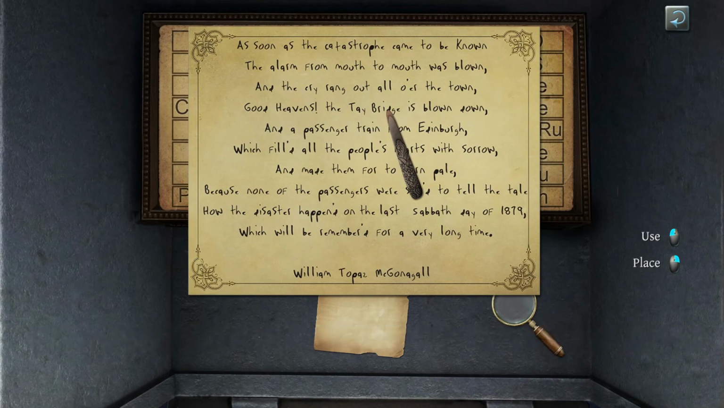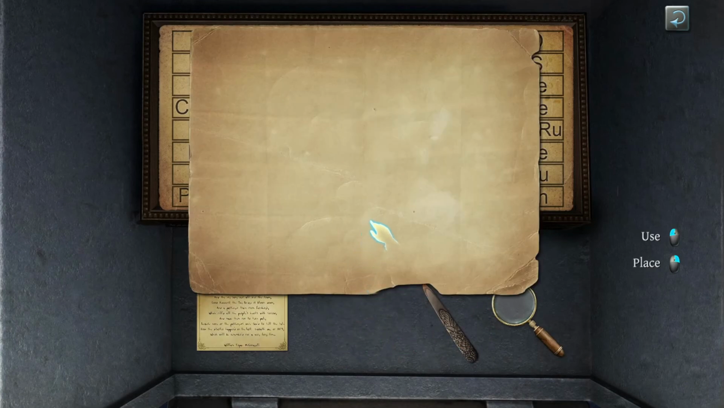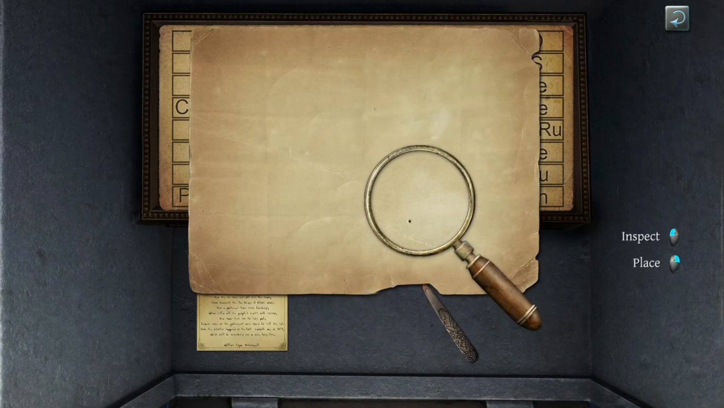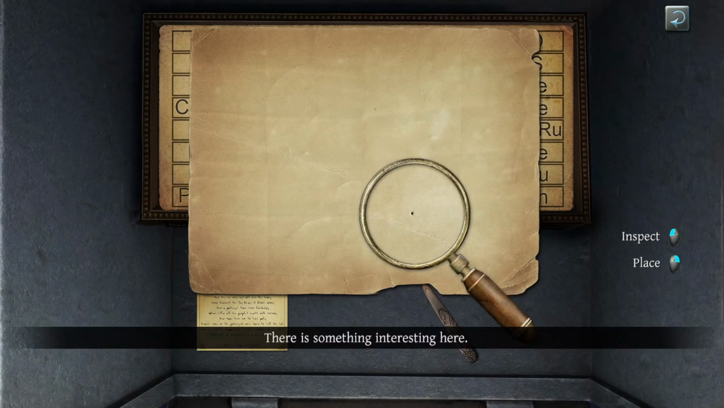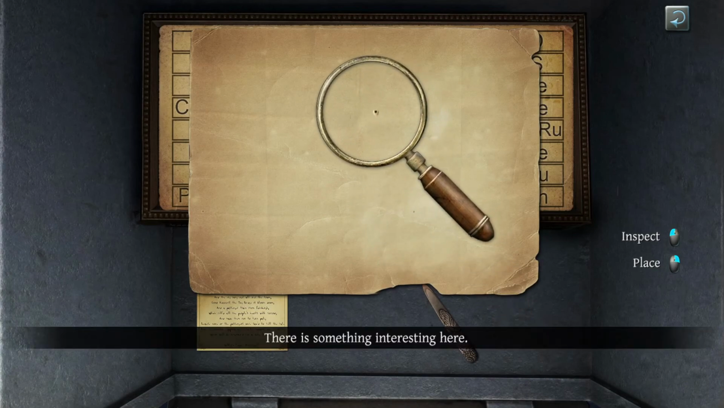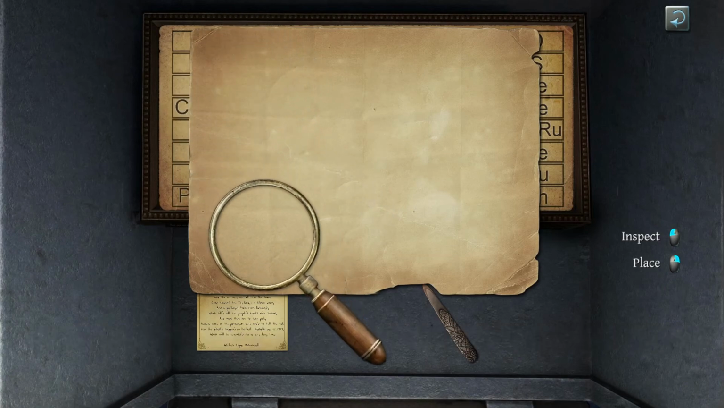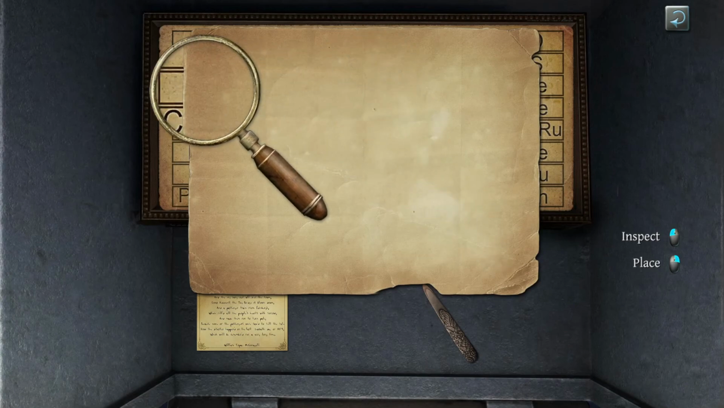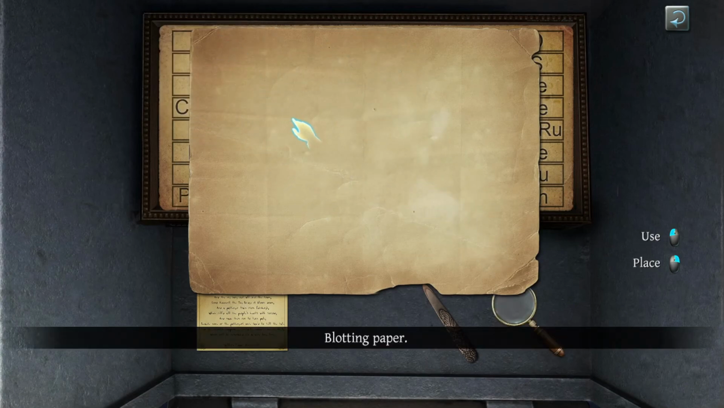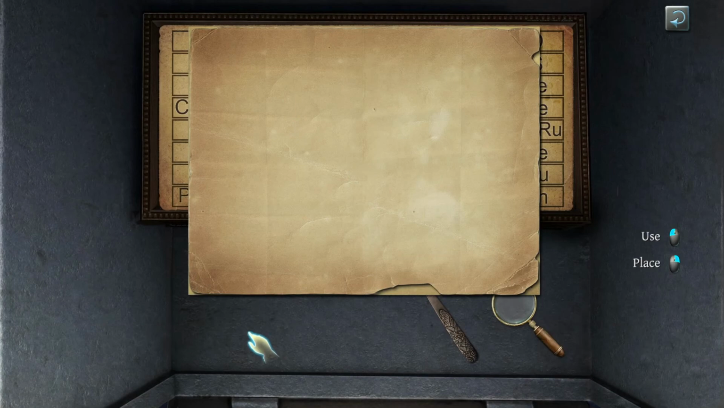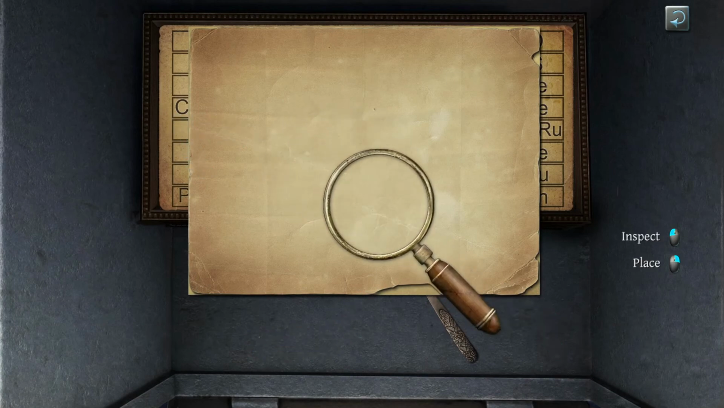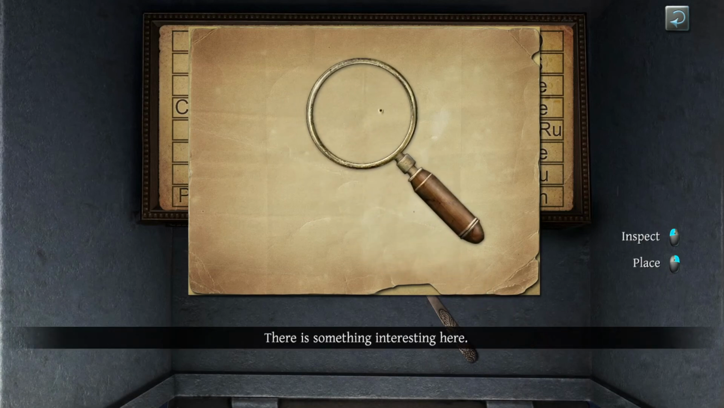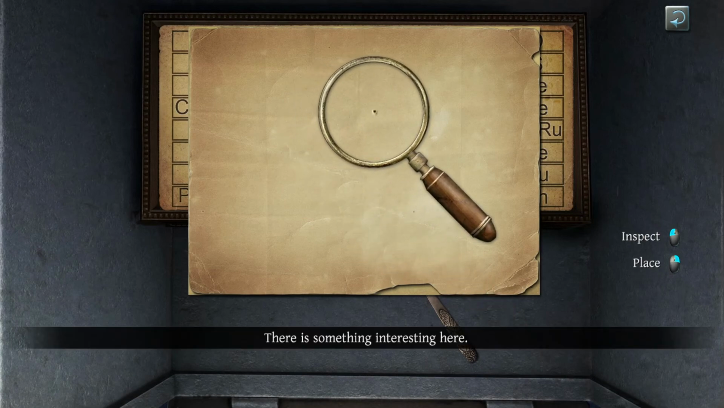Okay. So, what do we do with this? Oh, there's a hole. There is something interesting here. Two holes. Blotting paper. Okay, now I have... oh, I can put them on top of each other. There is something interesting here.